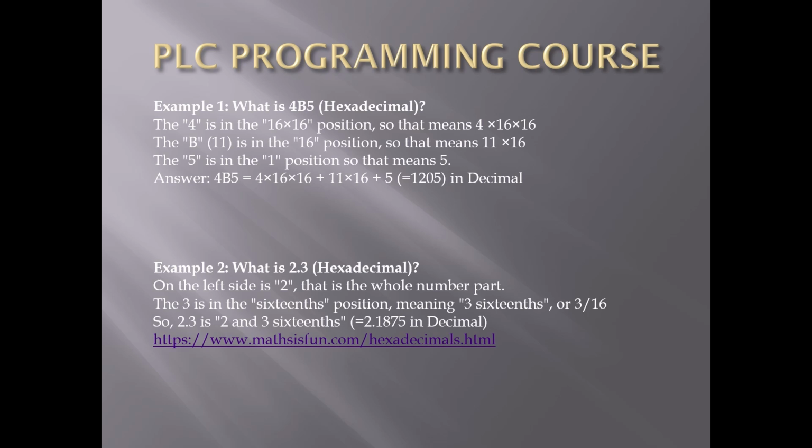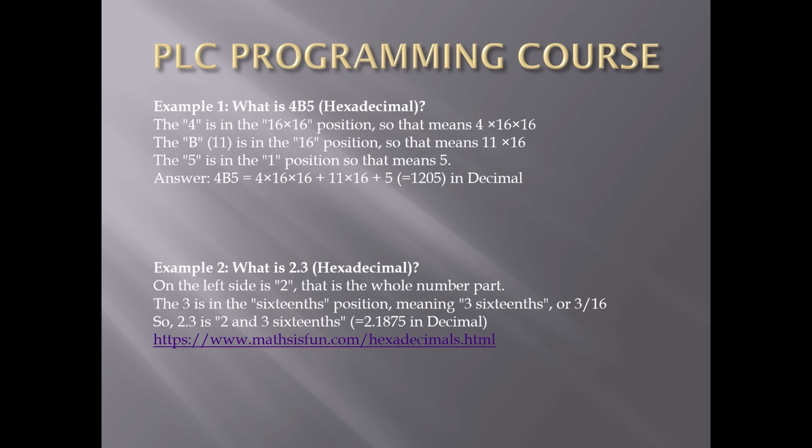So let's look at example 1. What is 4B5 in hexadecimal? The 4 is in the 16 by 16 position, so that means 4 times 16 times 16. The B is 11, in the 16 position, so that means 11 times 16, and the 5 is in the 1 position, which means 5. So if you take that number 4B5 in hexadecimal and do the math, you get 1205 in decimal.